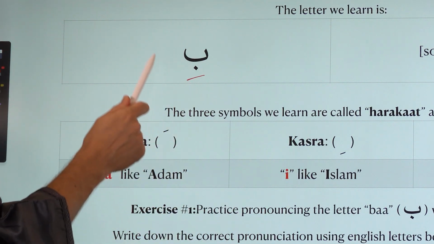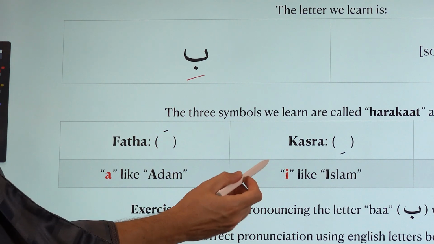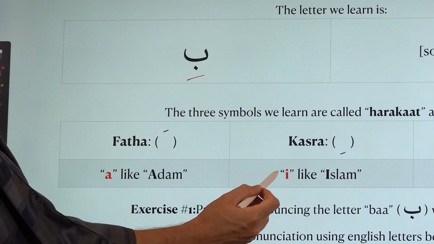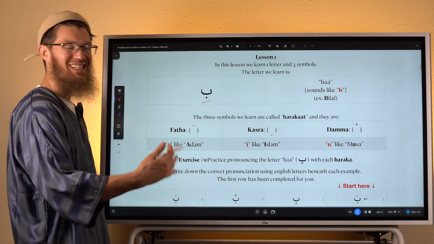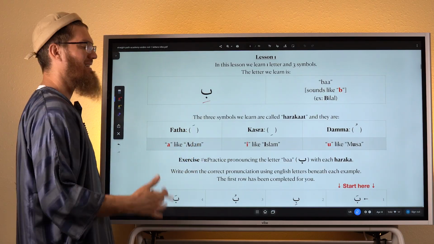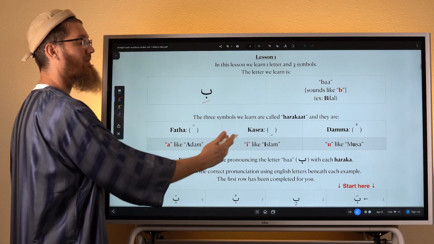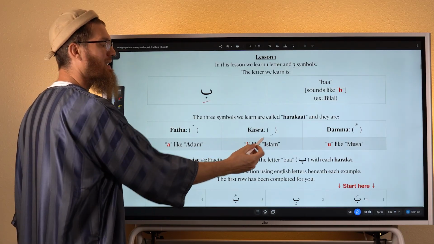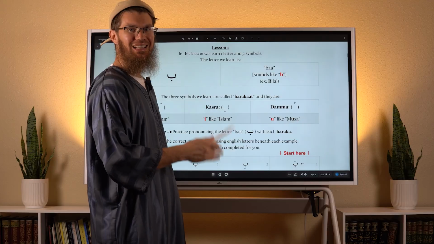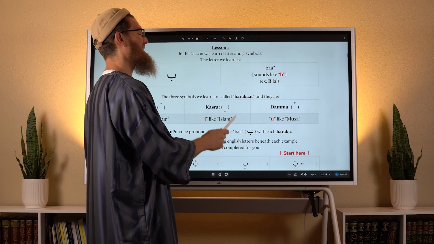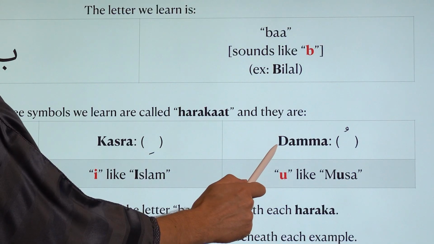It's a line written beneath a letter, and the sound it represents is similar to the English letter I. So we're going to pronounce it like E, such as in the word Islam. And something that might help you remember the sound of the kasra is that it is a line written beneath a letter.